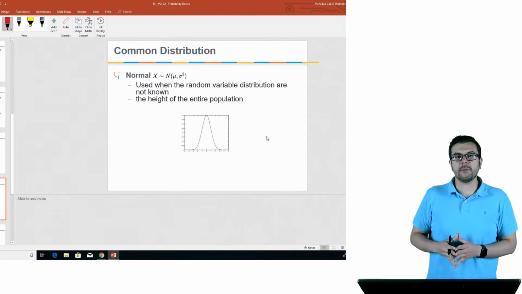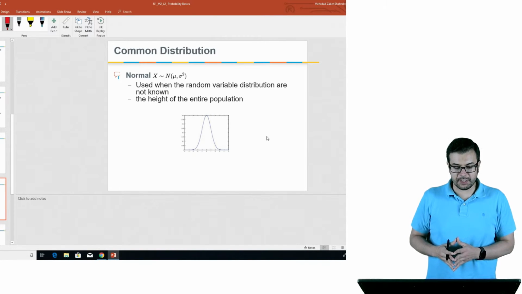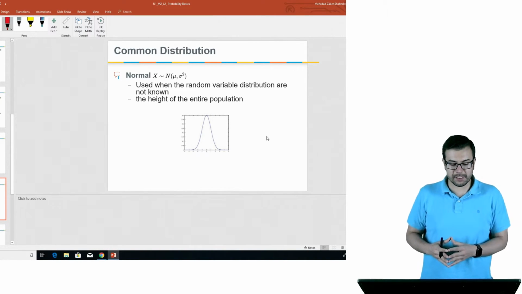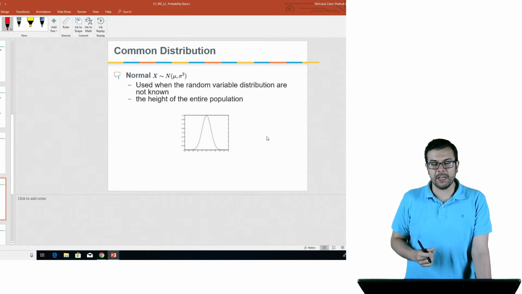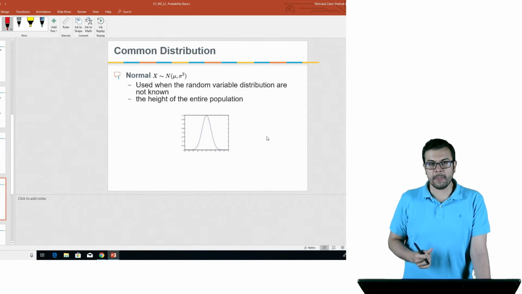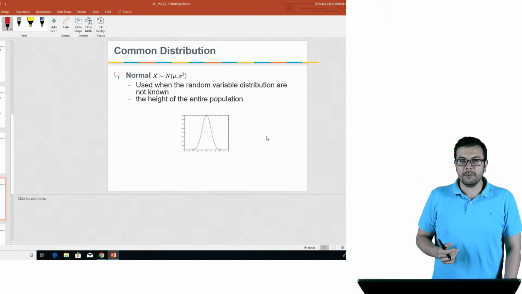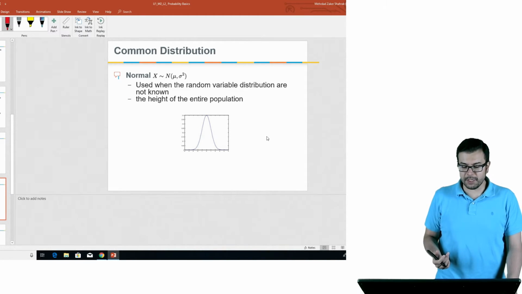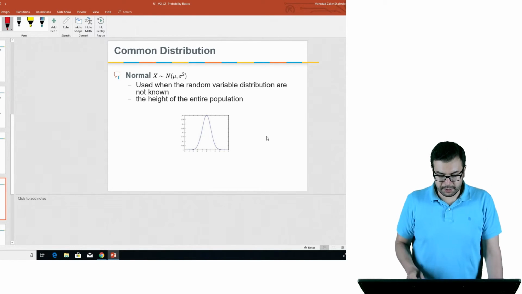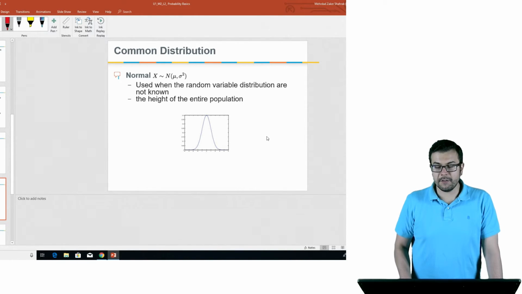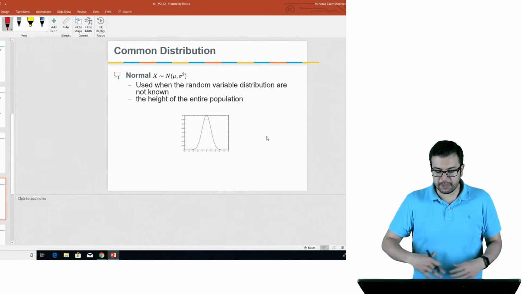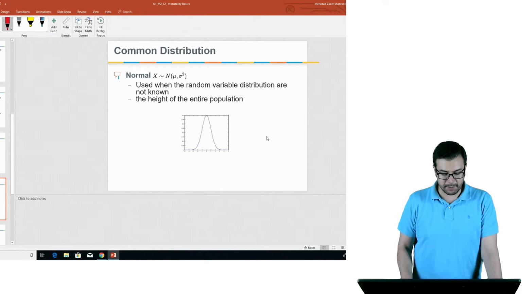Now that we have talked about different definitions, such as random variables in continuous space and the cumulative distribution function, let's look at common distributions. The distribution that we're going to talk about is the normal distribution, which is used when we don't know the distribution of the random variable. For instance, we don't know the distribution of the height of the entire population. Therefore, we choose the normal distribution, which is a normal case for distributing all different phenomena in the sample space.